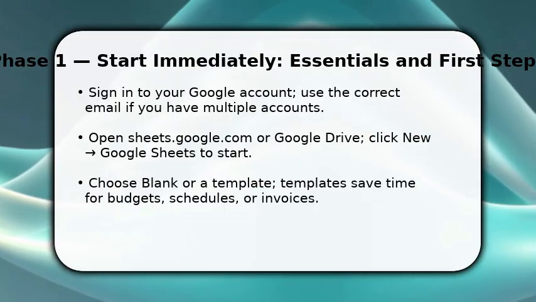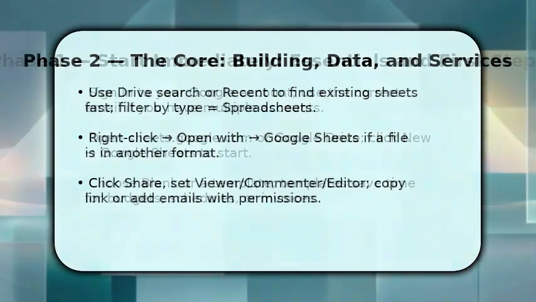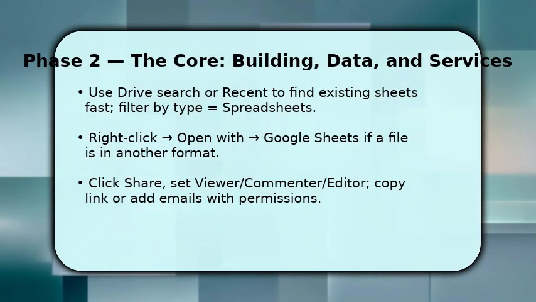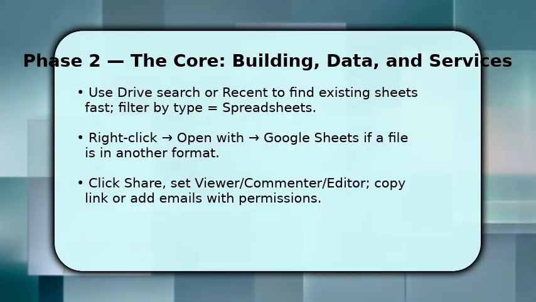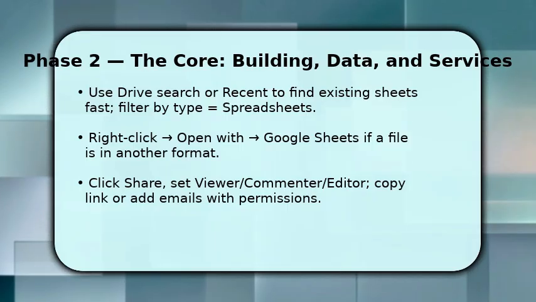Once your sheet exists, find it quickly with Drive Search, Recent, or by filtering type to Spreadsheets. This saves time versus manual browsing. If the file is another format, right-click and choose Open with Google Sheets so formulas and layout convert correctly.